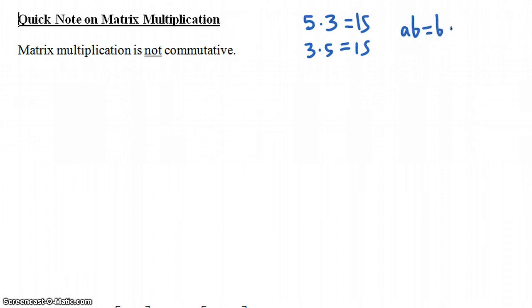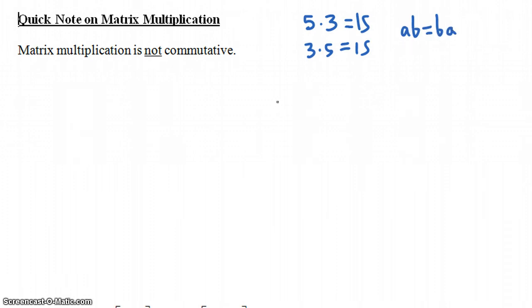I'm going to mention a quick note on matrix multiplication in this video, and that note is that matrix multiplication is not commutative. What do we mean when we say it's not commutative? Well, ordinary multiplication of numbers is commutative. If you were to multiply 5 times 3, you would get the same thing as if you multiply 3 times 5. In fact, when we say that ordinary multiplication is commutative, we mean that a times b is equal to b times a for any numbers a and b.